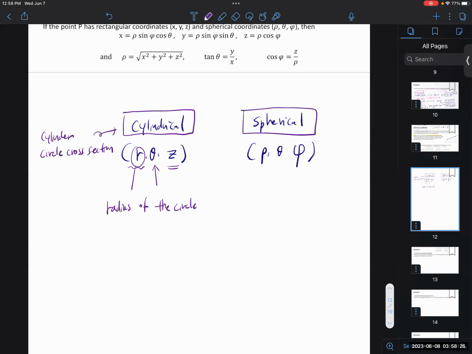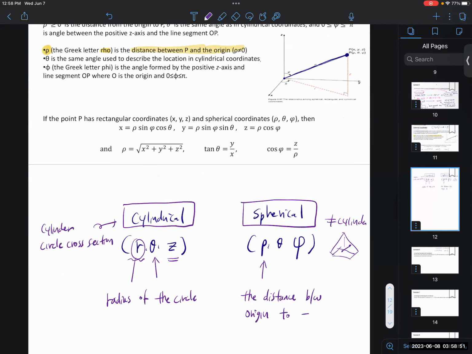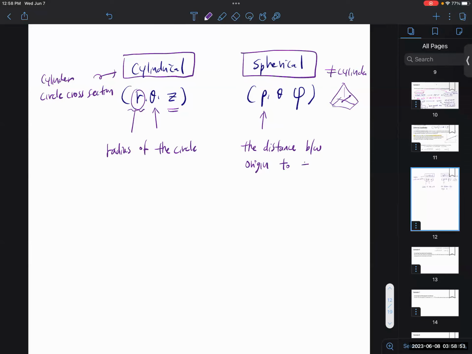Spherical is different. You're not always going to find a cylinder. It could be a pyramid shape. So that's what I want to point out here. Find the distance from the origin. So the rho indicates the distance between the origin and, what did I say, the origin to the given point P.